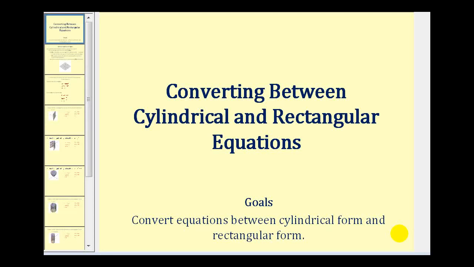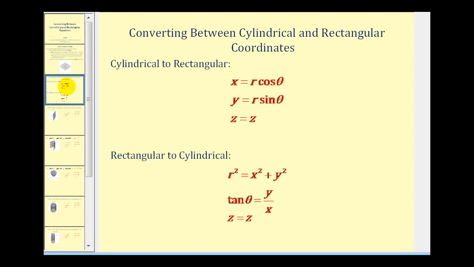Welcome to a video on converting between cylindrical and rectangular equations. We just learned that we can use the following equations to convert between rectangular and cylindrical coordinates, and we can use these same equations to convert between rectangular and cylindrical equations. So if you haven't watched the video on cylindrical coordinates, you may want to watch that first. Let's go and take a look at our examples.